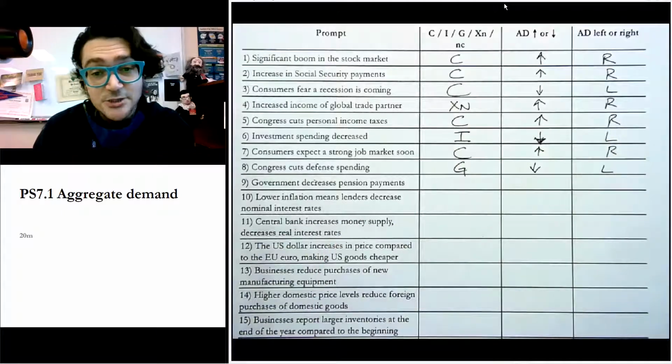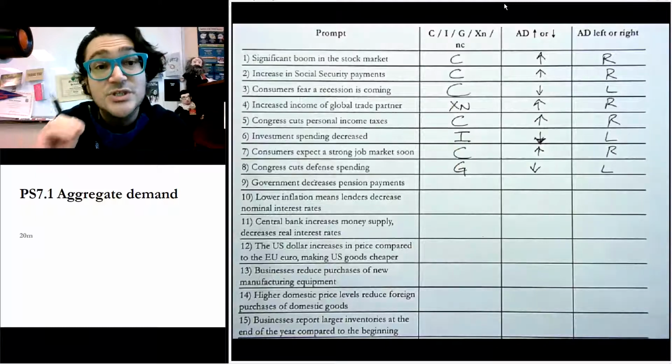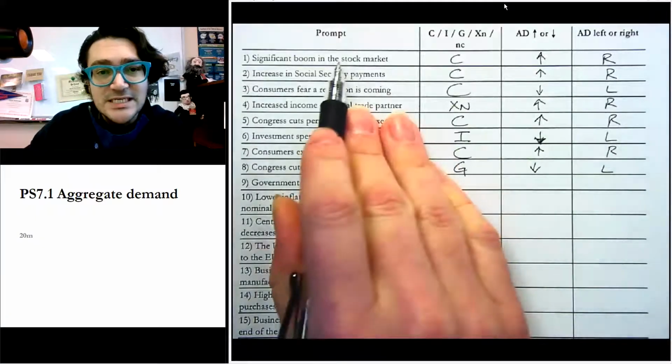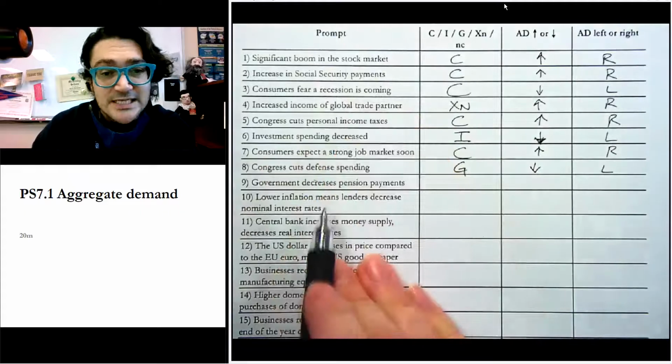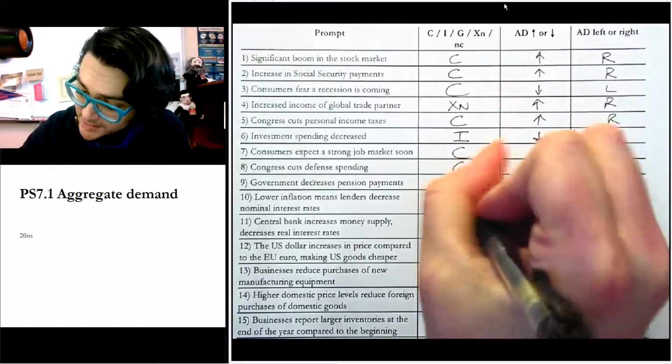Government decreases pension payments. Now, this one's tricky as well. You might think, well, that's government spending. No, remember, transfers don't count. So this is really just an example of Social Security payments, but it's the opposite, right? They're decreasing them. So this will cut consumption. You can't see my C there.